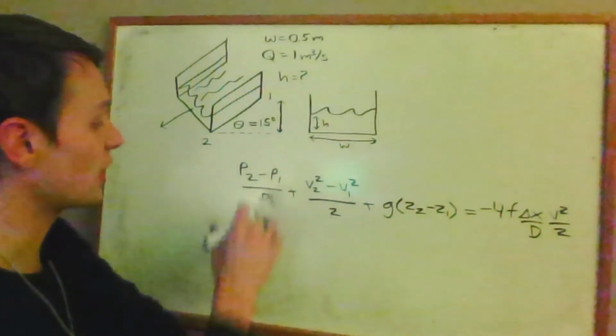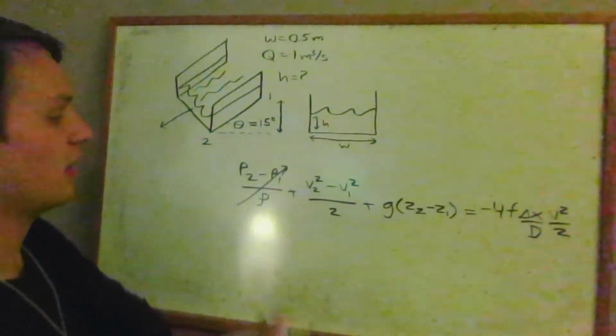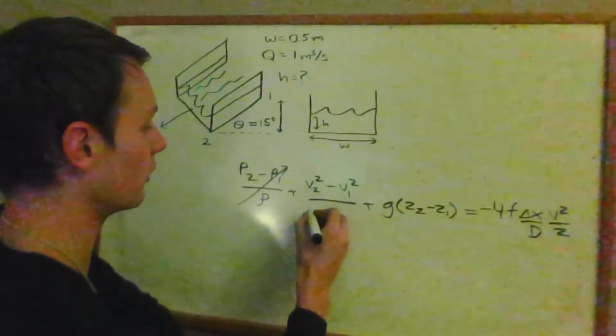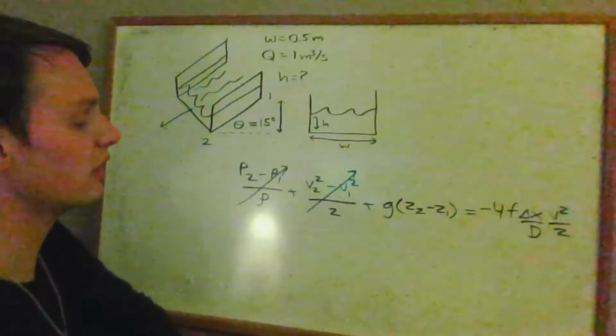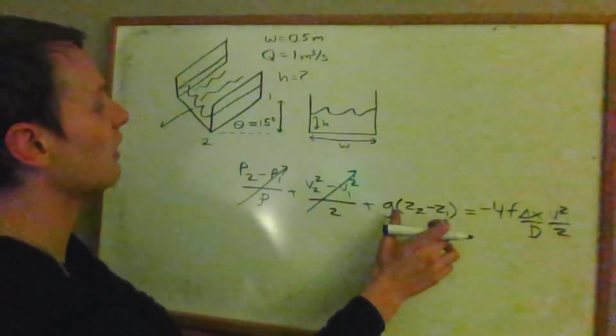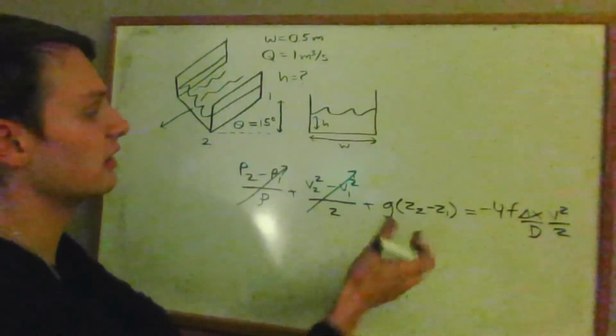As I said, the pressure at 1 is the same as the pressure at 2, so this term is gone. And there is no change in the cross-sectional area through which the fluid is moving, so this term is also gone. We want to express this change in altitude. Notice that the altitude at 1 is higher than the altitude at 2, so this term would be negative.